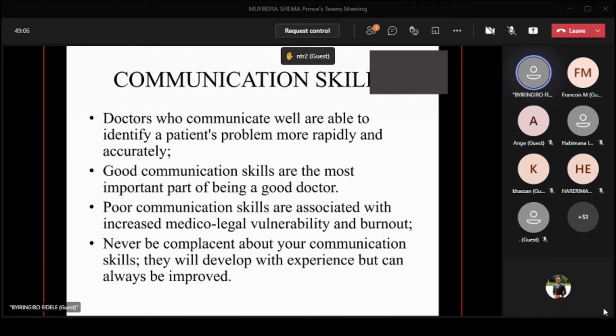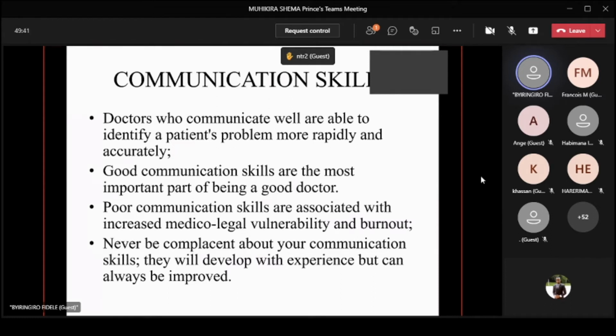So doctors who communicate well are able to identify a patient's problem more rapidly and accurately. And good communication skills are the most important part of being a good doctor. Communication skills are learned. You don't come early in the morning and get the communication skills. No, you learn them by the time you approach your patients, as you gain more skills. And poor communication skills are mostly associated with increased medico-legal vulnerability and burnout.